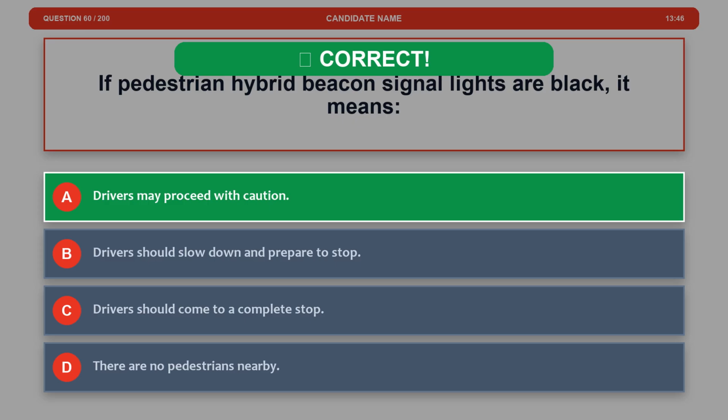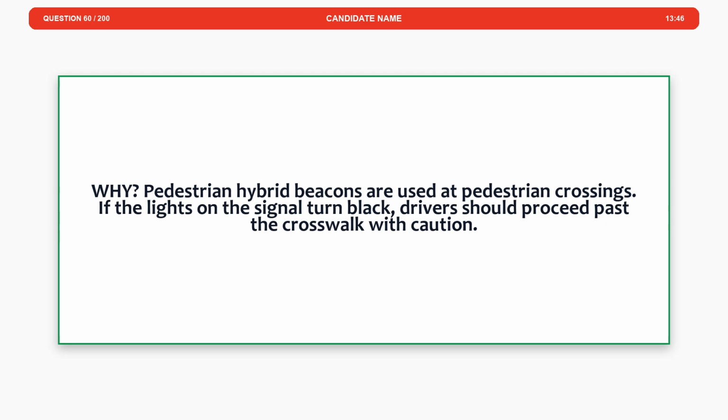The correct answer is option A. Drivers may proceed with caution. Explanation. Pedestrian hybrid beacons are used at pedestrian crossings. If the lights on the signal turn black, drivers should proceed past the crosswalk with caution.